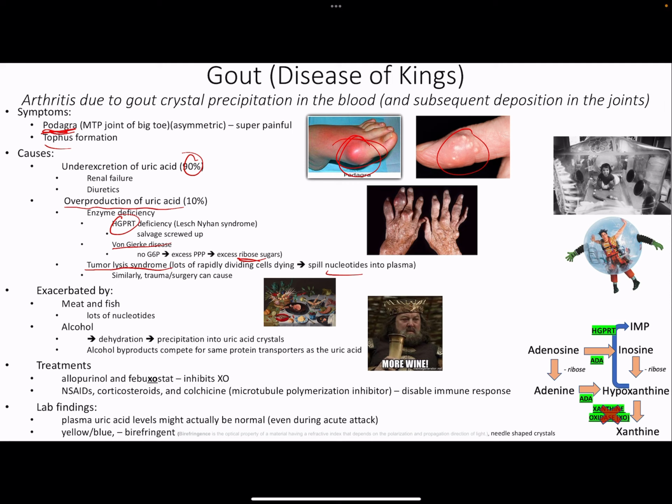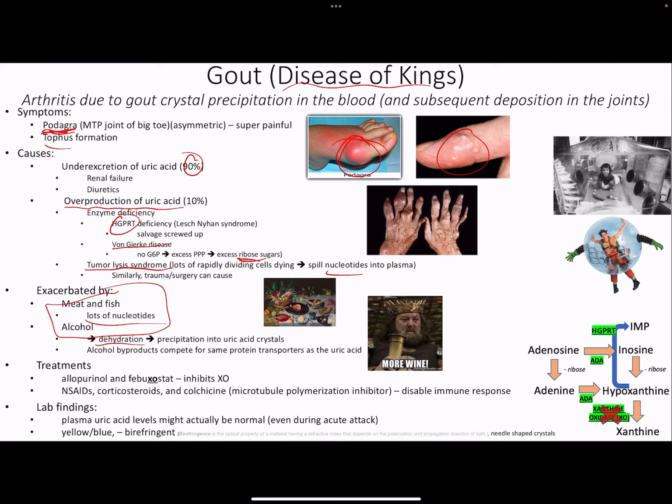Now, those are the underlying causes we just talked about. But it can be episodic. Someone might have gout and then not have an attack for a couple of weeks, or they're fine, and then suddenly they have a big attack. What might precipitate it? What might exacerbate it? Meat and fish and alcohol. That's something wealthy people used to eat. This disease has obviously been around for a long time, and they noticed that wealthy people got it because they were eating all of these rich foods and drinking a lot. That's why it's called the disease of kings. Meat and fish, a lot of nucleotides, a lot of uric acid, boom.